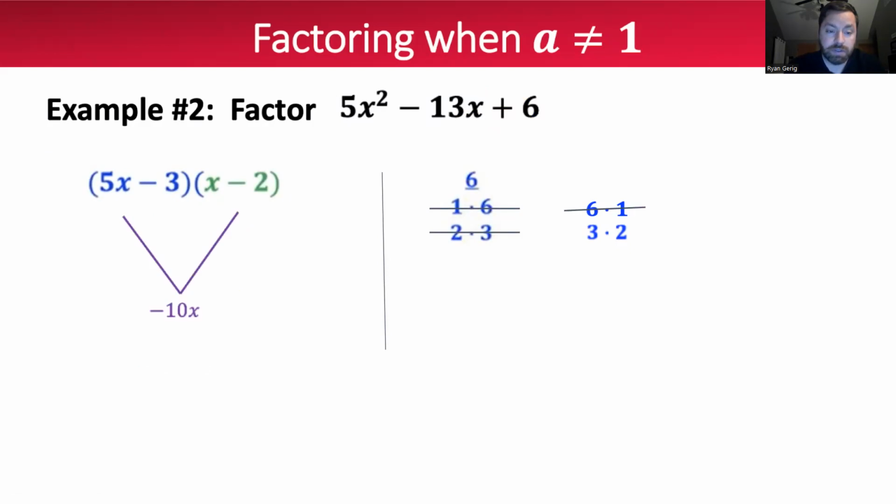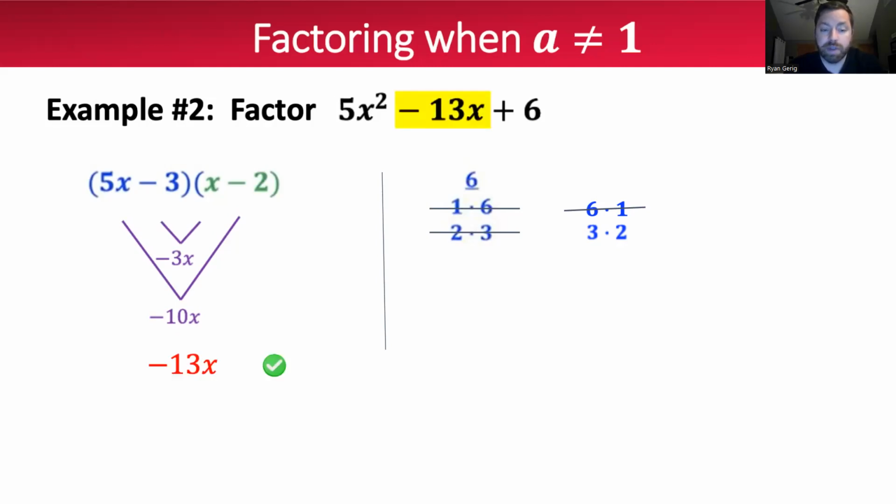Okay, so 5x and negative 2 is negative 10. Negative 3 and x is negative 3x. Add those up, negative 13x. And finally, we have arrived at the correct answer. So my answer to this problem is 5x minus 3 and x minus 2.